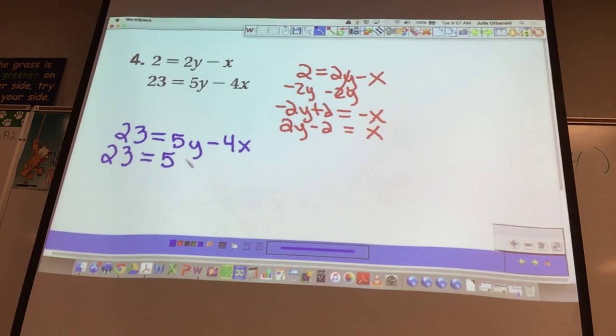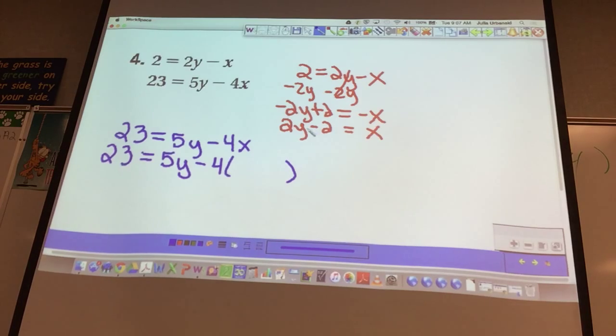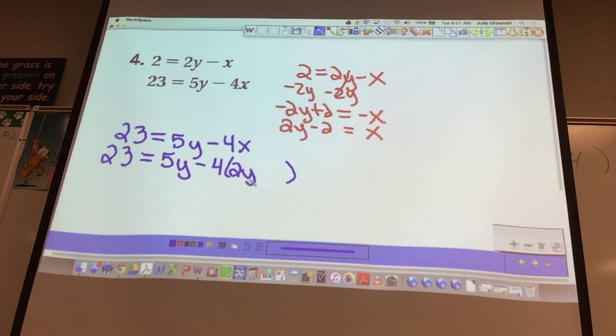You've seen it. 5y minus 4 times whatever x will be. What can x be replaced by? 2y minus 2 is the same as x. So in place of this x, we use 2y minus 2.